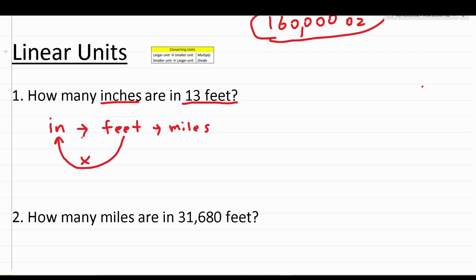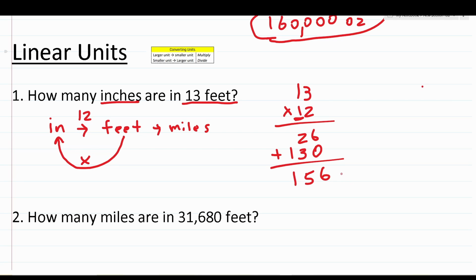And what are we going to be multiplying by? Well, you should know that there are 12 inches in every foot. So we're going to be multiplying by 12. This simply becomes 13 times 12. 3 times 2 is 6. 2 times 1 is 2. Before we start multiplication with that 1, we're going to bring in a 0 placeholder. 1 times 3 is 3. 1 times 1 is 1. Add these together. 6 plus 0 is 6. 2 plus 3 is 5. 1 plus nothing is 1. So 13 feet is 156 inches. All right, so that is that one.